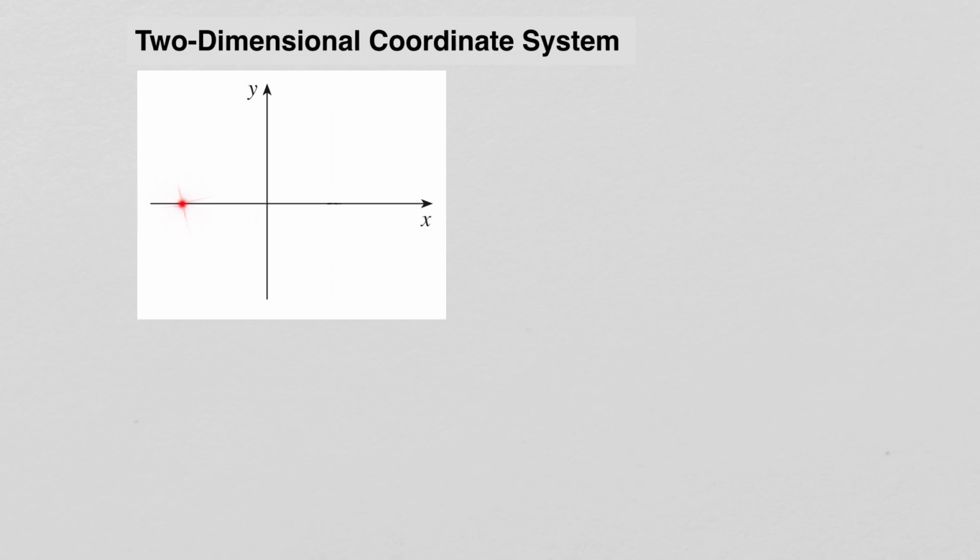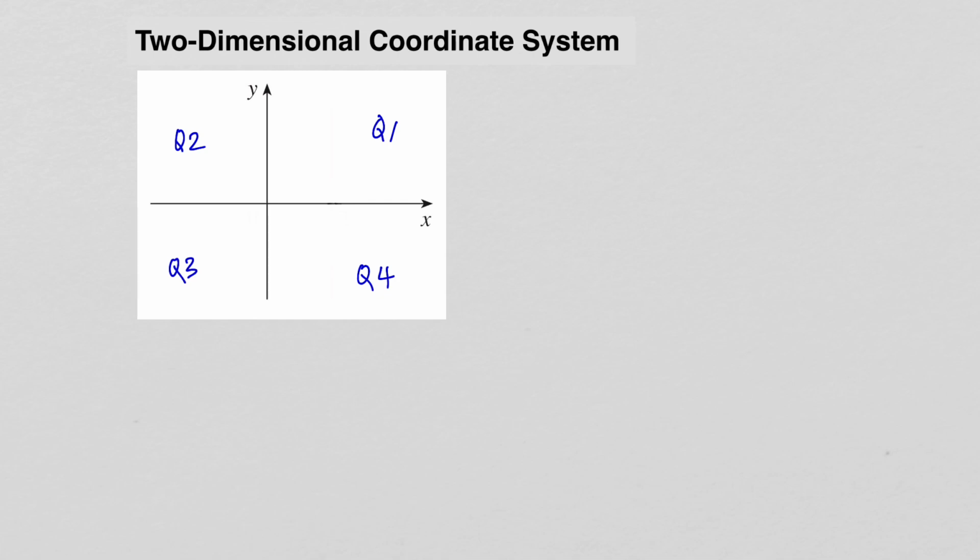One line we call the x-axis or the horizontal axis. The other line is the y-axis or the vertical axis. And we know that these two lines divide up the plane into four regions called quadrants. This is quadrant 1, this is quadrant 2, quadrant 3, and quadrant 4.